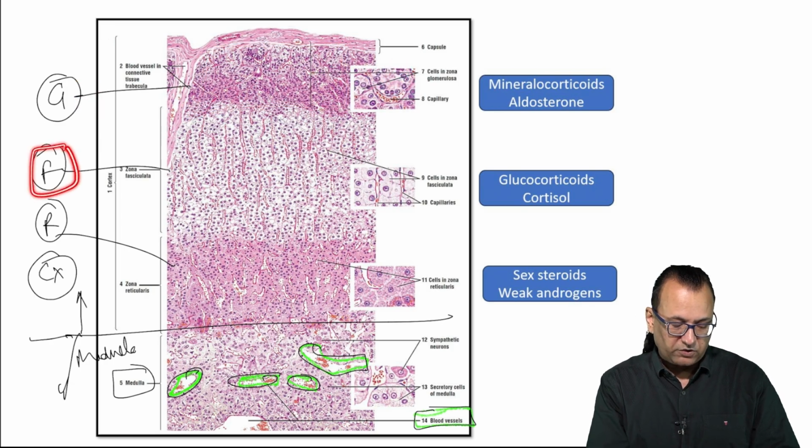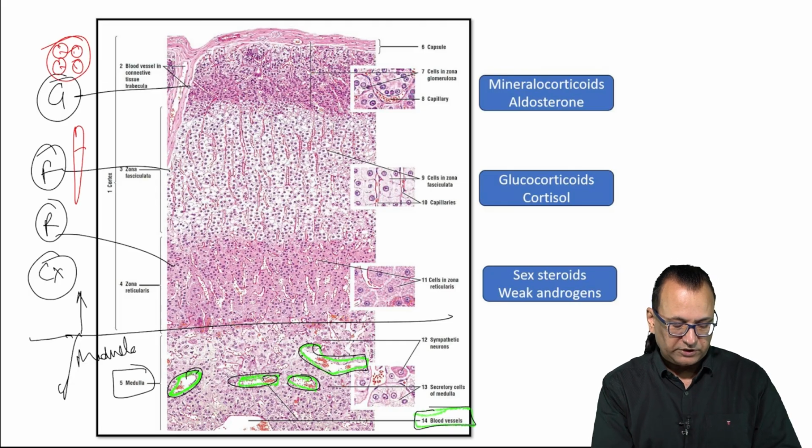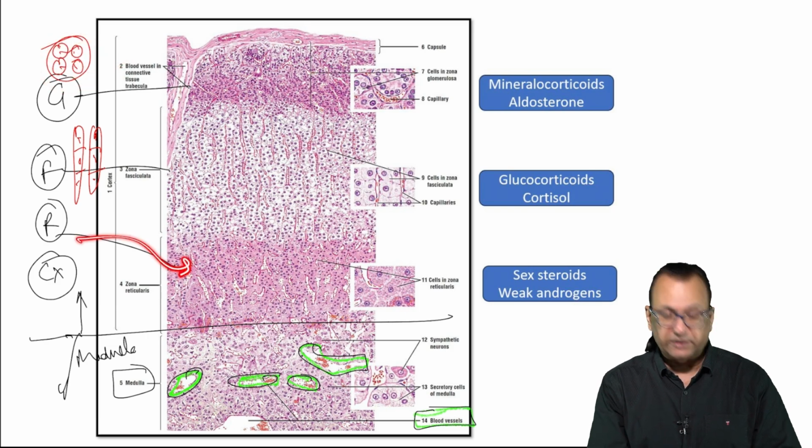And what about zona fasciculata? Fascicles of cells, sheets of cells. You can draw them yourself. You see glomerulosa, bunches of cells like this. Fasciculata, you will have sheets of cells like this, sheets of cells running parallel to each other, and in between you will have blood vessels. So sheets of cells, fasciculata. Here you have bunches of cells, glomerulus, zona glomerulosa. What about reticularis?